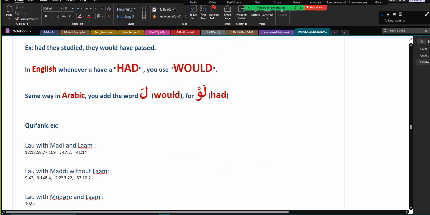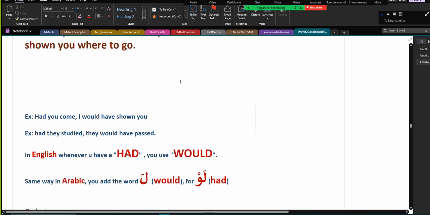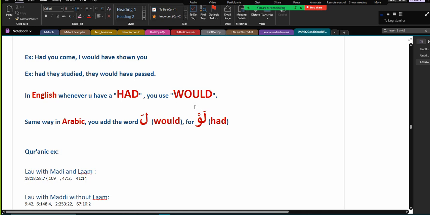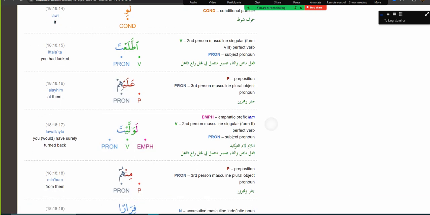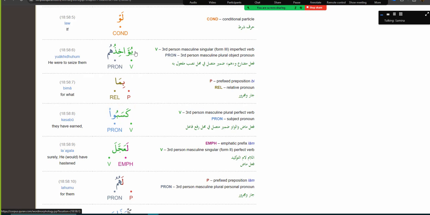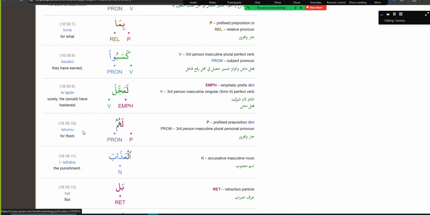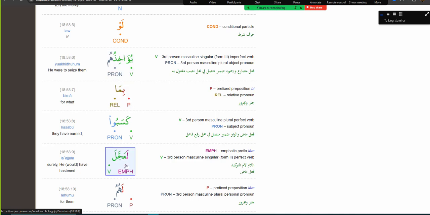Like in English, whenever you use had, this will be followed by a would. Like had they studied, they would have passed. Had you come, I would have shown you. So same way in Arabic, if you have a law, this will be followed by a lam with a fatha. So here we have law ittala'ta alayhim lawallayta minhum firara. In the same surah we have ayah number 58. Law yu'akhidhuhum bima kasabu, if he were to seize them for what they have earned, la ajjala lahumul azab, surely he would have hastened for them the punishment. So here we have law followed by lam with a fatha. Is it clear, everyone? Any questions?